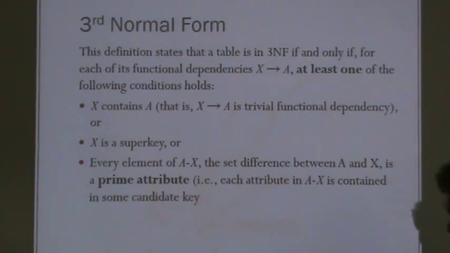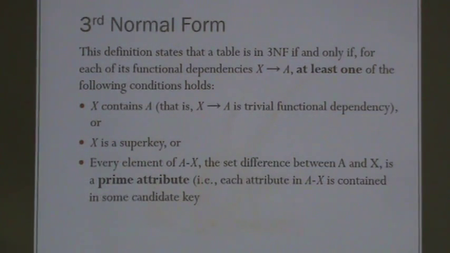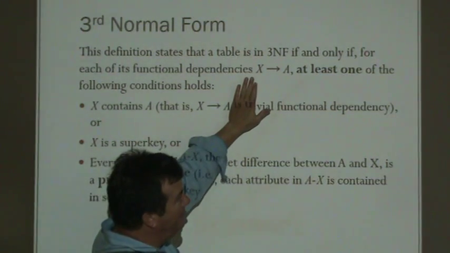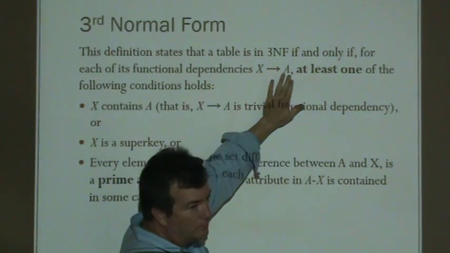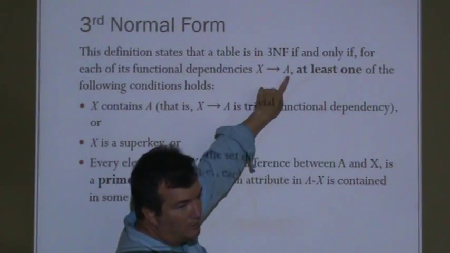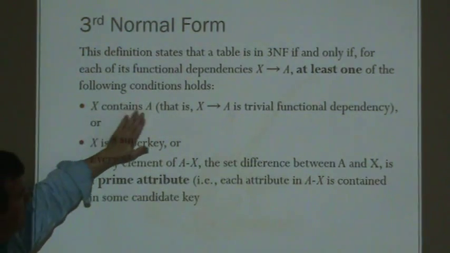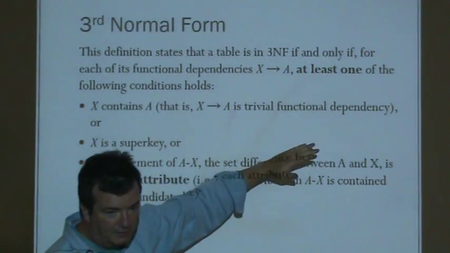Okay, now that said another way is basically saying that if you have, in any of your tables, a dependency where x, knowing the values of x will tell you what the values of a is, then at least one of the following is true. So x either completely contains a, that is, it's a trivial dependency.